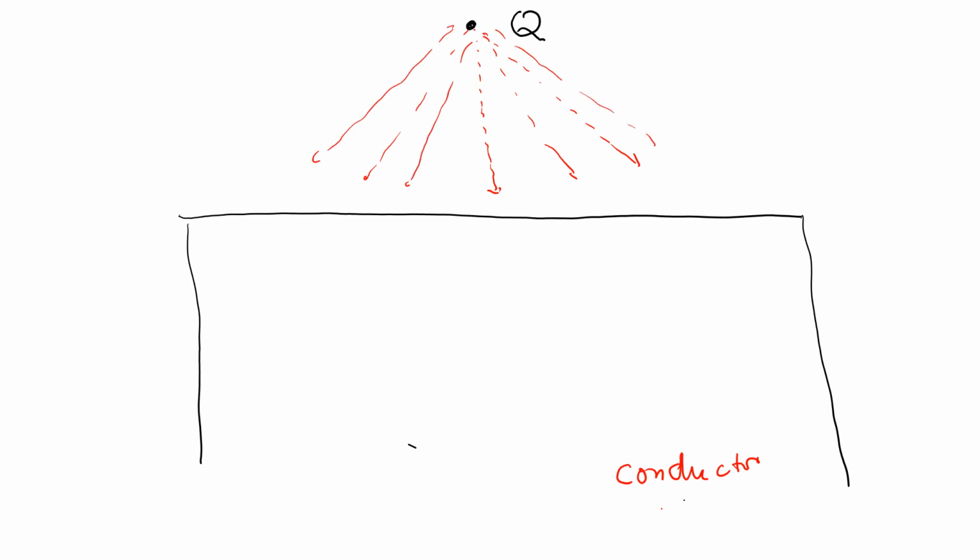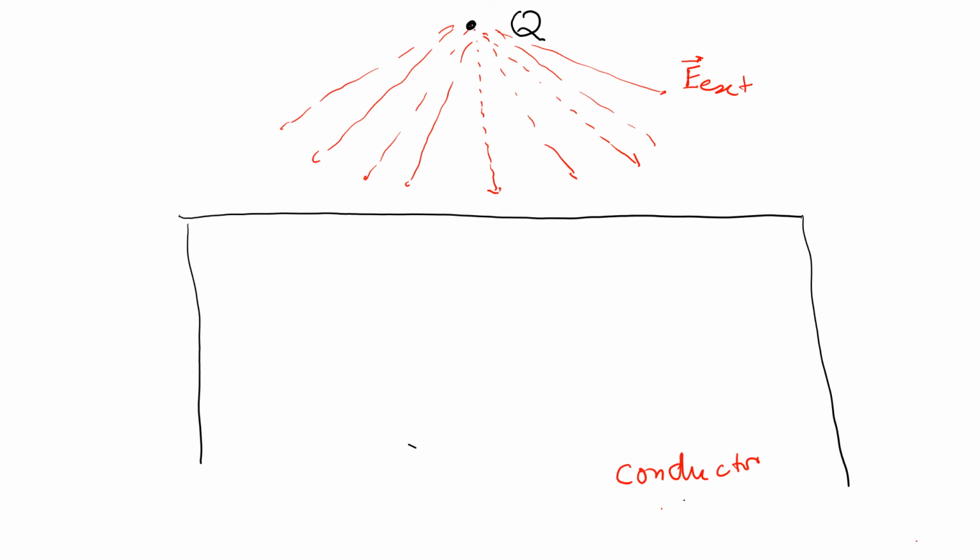Let's take a few quick conceptual examples to see if we understand things. Let us say I have a conductor, a very large conductor, and I put a charge Q above it. If this conductor was not present, the electric field from Q, which I'm drawing in dotted lines, would go radially outwards. This electric field is your external electric field.